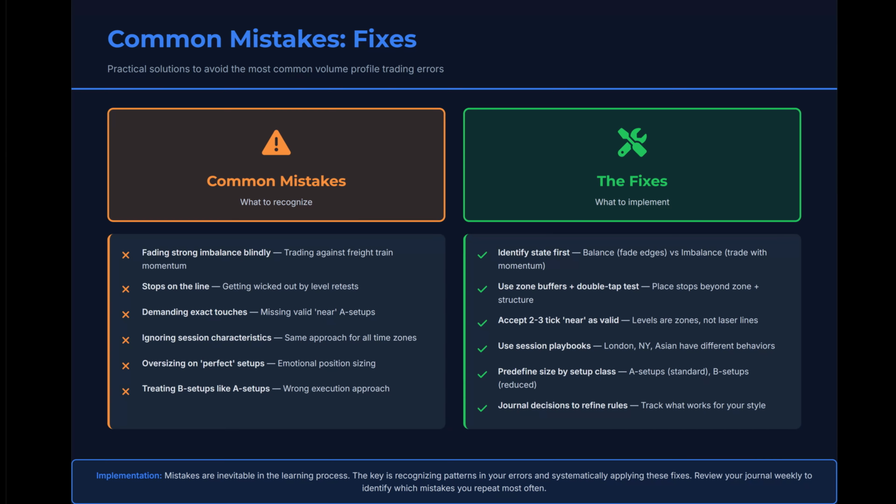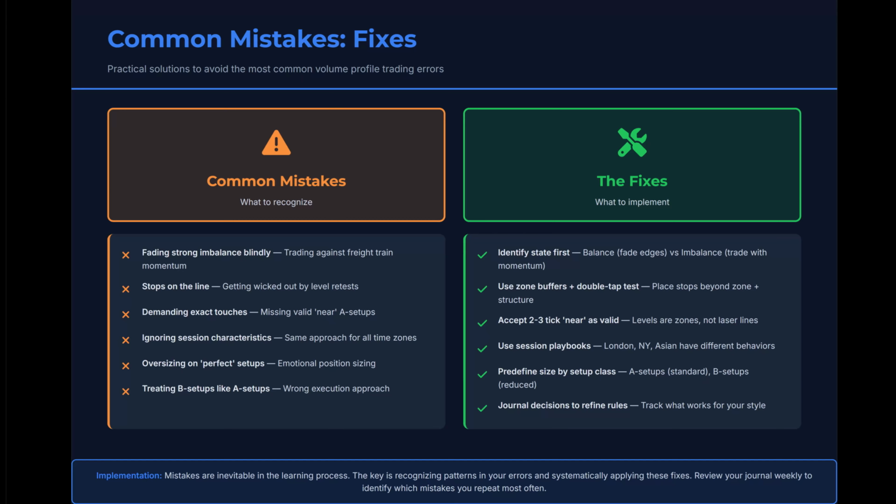Key implementation principle. Mistakes are inevitable in the learning process. Beginners make mistakes because they don't know better. Veterans make mistakes because they get lazy or overconfident. The key is recognizing patterns in your errors and systematically applying these fixes.